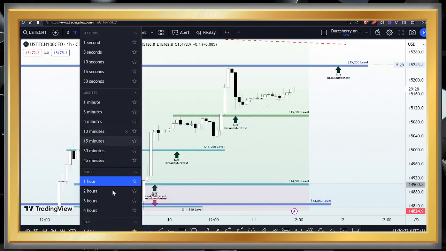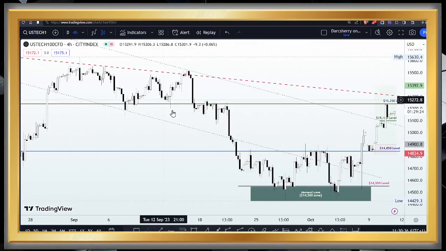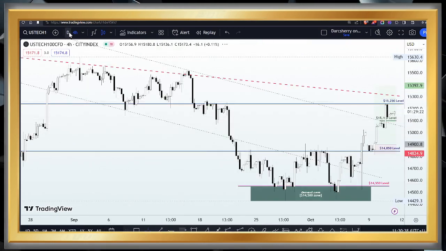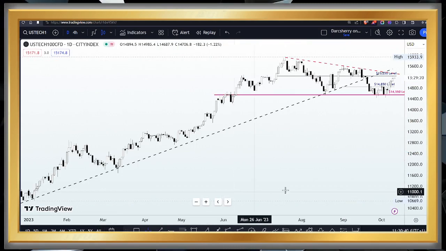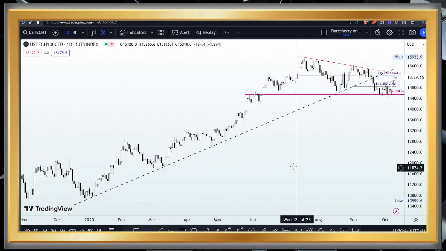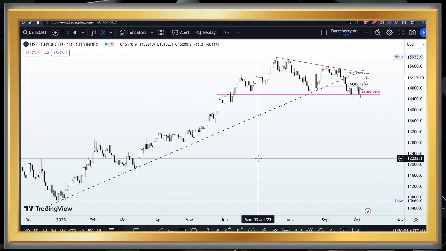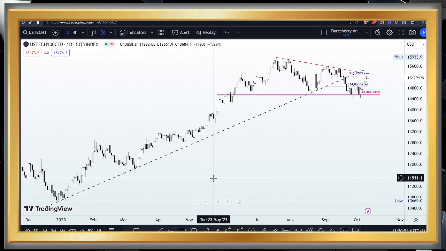Now, the first thing we did at the beginning of the week was to run through, I think we started from the daily time frame, right? Yes, we did start from the daily time frame. And on the daily time frame, the first thing we observed is that price action has been on a strong bullish trend since the beginning of this year.